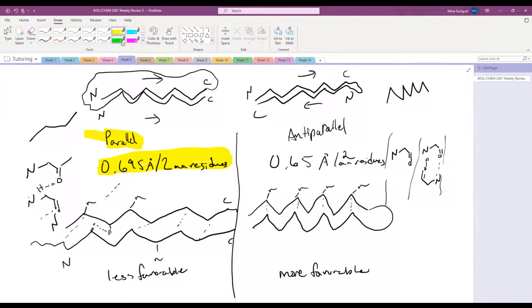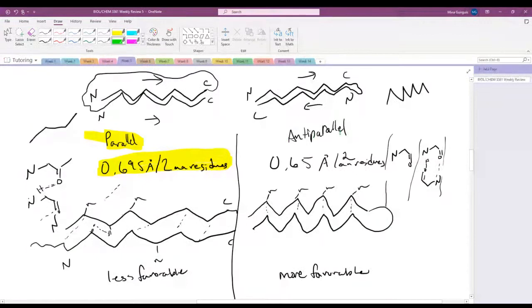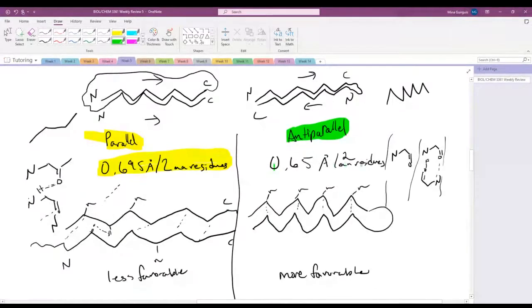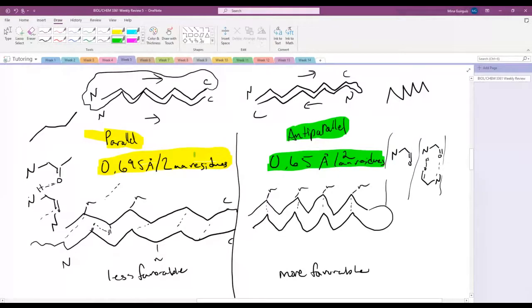And the reason that this ends up being kind of a weird number, especially compared to the antiparallel, since the antiparallel is just 0.65, it's shorter, it's a bit neater, is that the antiparallel is more stable. Okay, and the reason for that is kind of in these drawings on the far left and the far right.